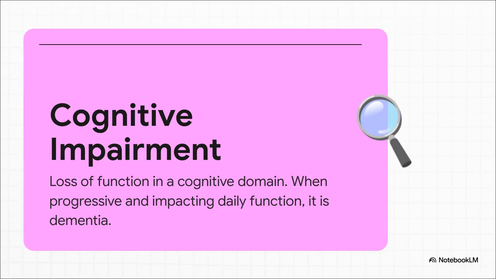First things first, before we even get to the diagnosis part, we need to get our terms straight. Cognitive impairment just means a loss of function in some part of the brain, memory, language, whatever. But here's the absolute key distinction. It becomes dementia when that loss gets bad enough and keeps getting worse to the point where someone can't function on their own anymore. That's the line in the sand.